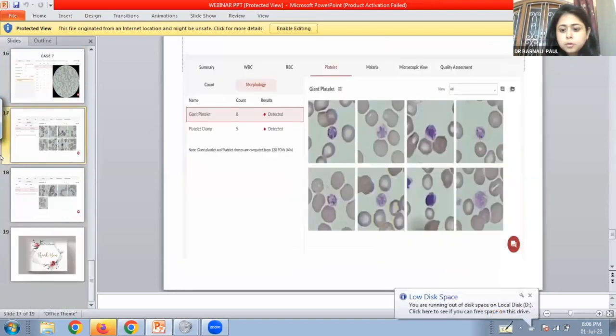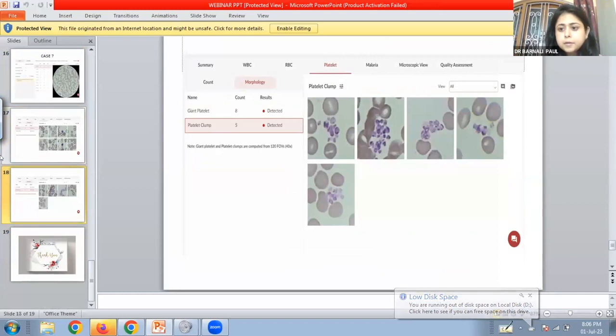And this case was also showing us giant platelets along with platelet clumps. The images are clearly showing us that there were many platelet clumps in this slide. So definitely the platelet count was reported a bit higher than what the analyzer showed.